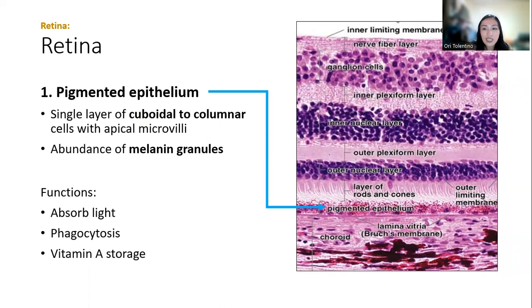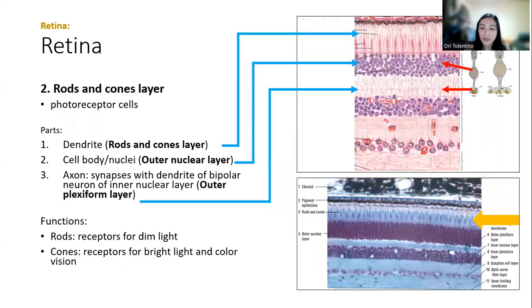So they also phagocytose the worn out outer parts of your rods and cones, which are continuously shed in a renewal process. So they eat the worn and the old parts of your rods and cones also. And they also store vitamin A, which is needed to make visual pigments like your rhodopsin, iodopsin, but more about these pigments in physiology, okay?